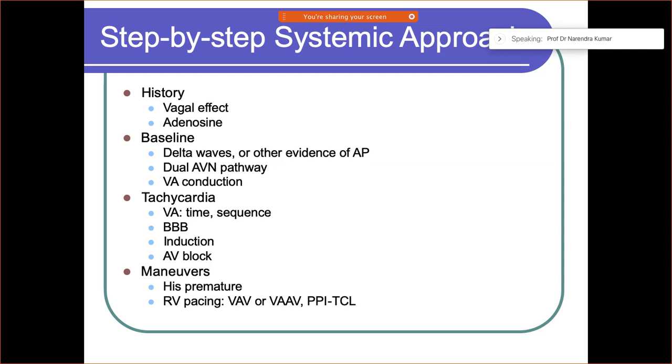Similarly, for the baseline, which we already said, look for those delta waves if they are there, the dual AV pathways or the VA conduction, or even during tachycardias, you should try to look out for the VA interval, the timing, the sequence. For example, the bundle branch block which the patient tends to develop. How is the induction, or similarly, how about the AV block which the patient tends to develop? Similarly, about those maneuvers which you can do with those patients, for example, His premature PVCs or even RV pacing as well. And what is the response which you are going to get? Is it the VAV interval, VAAV, or the PPI?